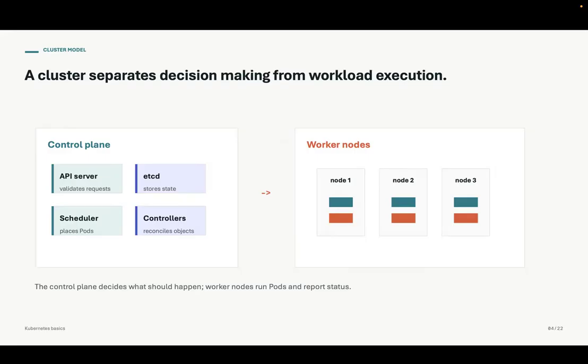On the other side, the worker nodes are where the actual application workloads run, in terms of pods. Again, the separation is very important here. The control plane decides what should happen. The worker nodes make it happen by running multiple pods and also reporting various statuses back to the control plane. Kubernetes becomes powerful because it coordinates many machines through one API and one desired state model.